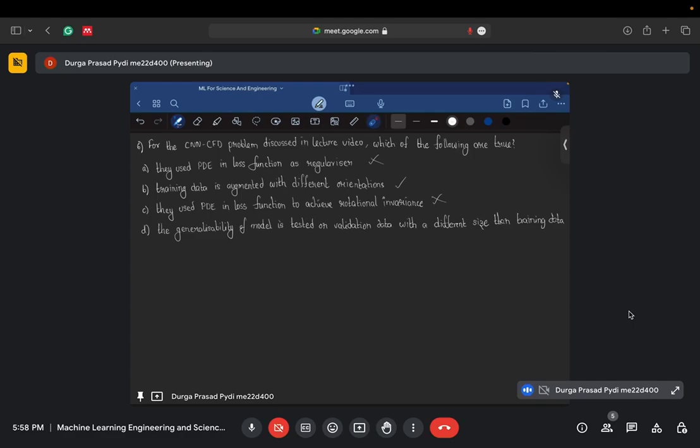So how did they verify the generalizability of the model? In a sense, how did they ensure that their model is not overfitting? How do you in general assume, or prove, that your model is not overfitting? They have not used any regularizer. How do you test it?